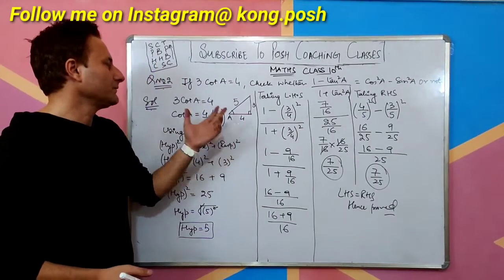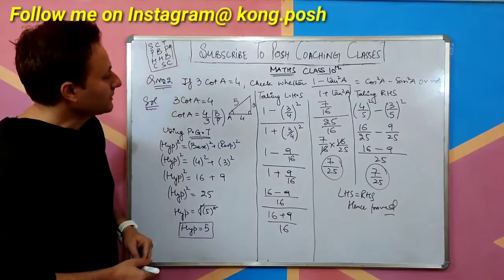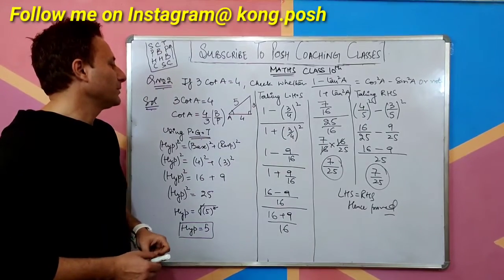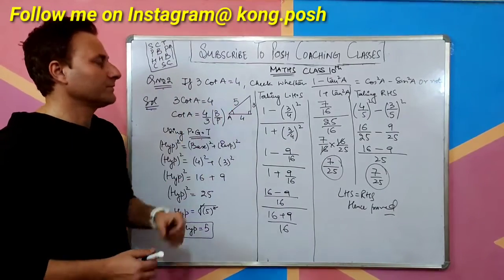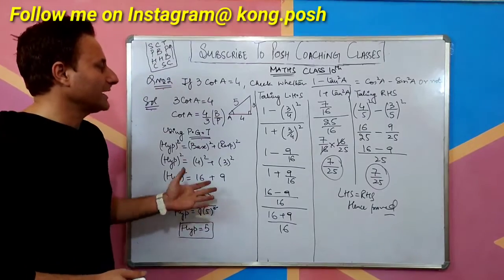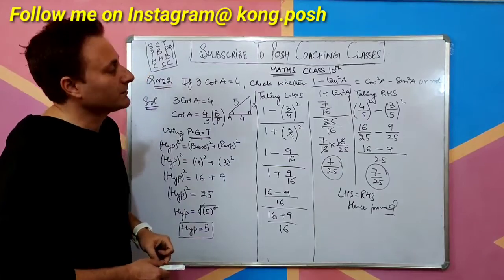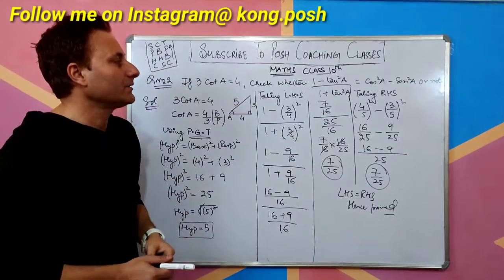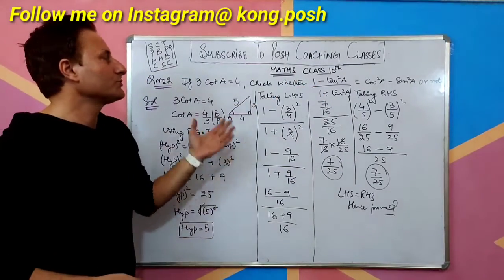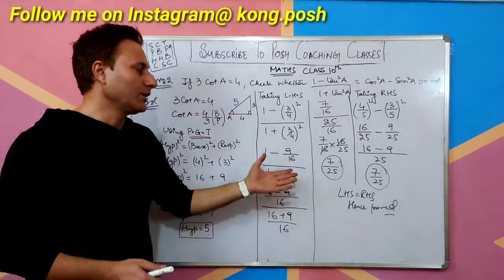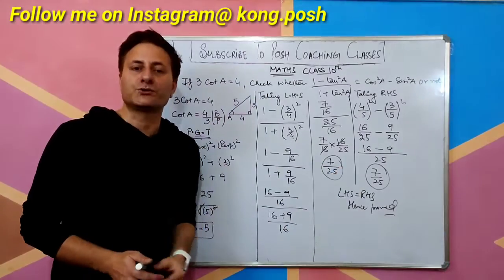So what was the thing? We had cot A is equal to 4 upon 3. We just searched for the hypotenuse, and after that we just put all the values, whatever the things were given, tan, cos and sine. We just used and substituted the values, and we got left hand side equals to right hand side.